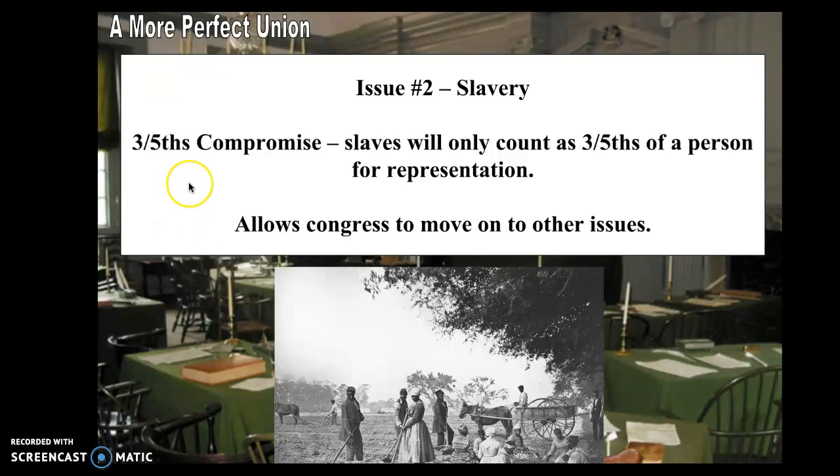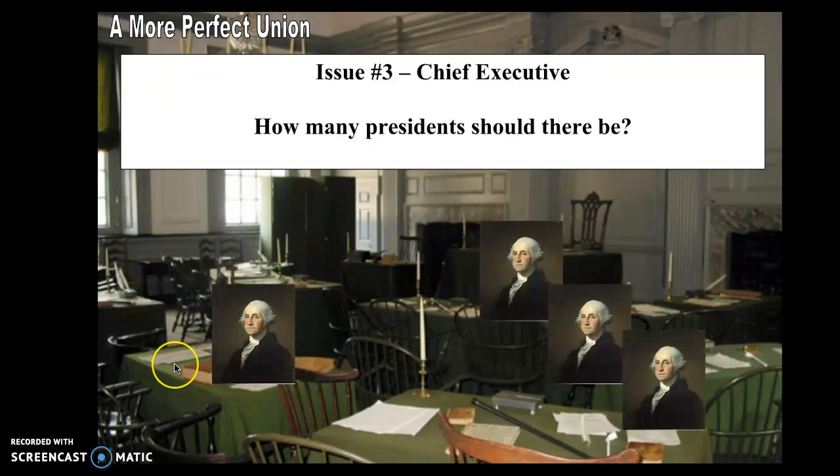Well, they arrived at a compromise as well. It was called the 3/5 Compromise, and they decided that slaves will only count as 3/5 of a person for representation. That was in our Constitution. So it allows Congress to move on to other issues without dividing the country further.